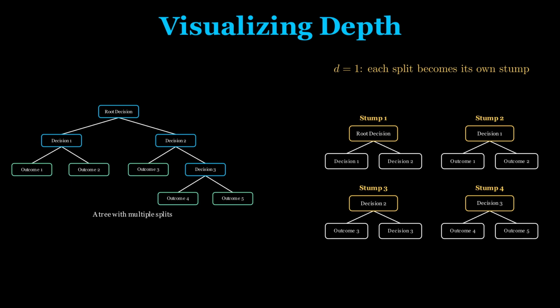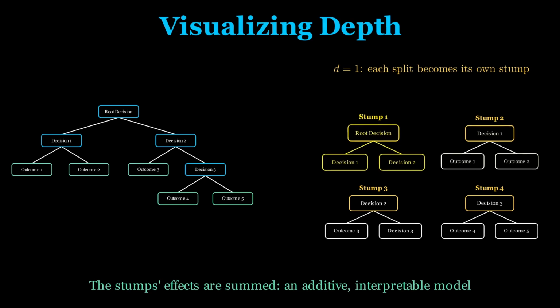With stumps, the effect of each predictor on the response is considered separately, and the effects are summed together to form the final prediction. That's what makes the boosted model additive and easy to interpret.